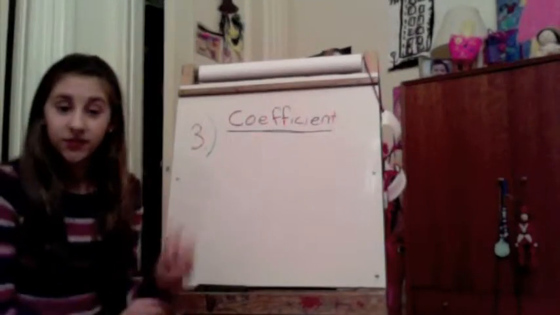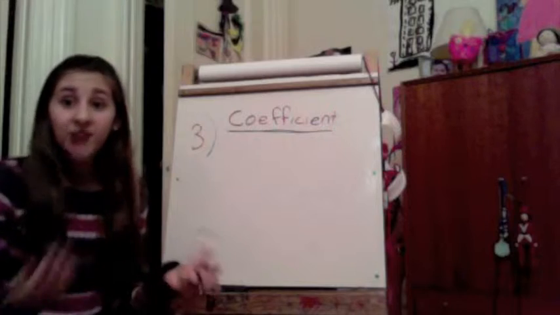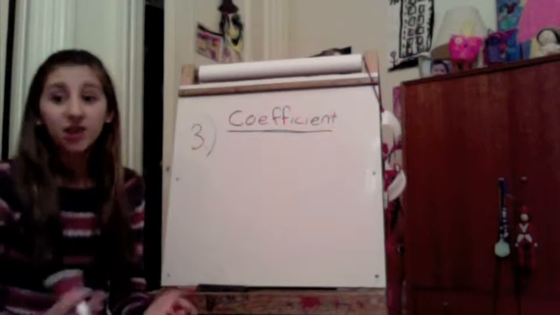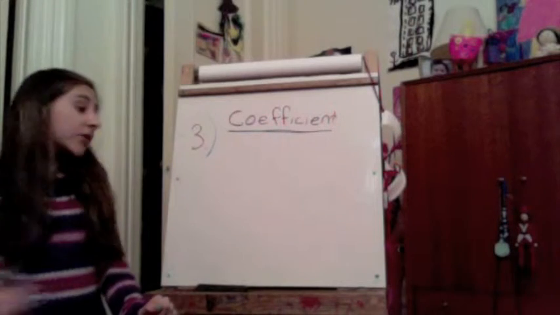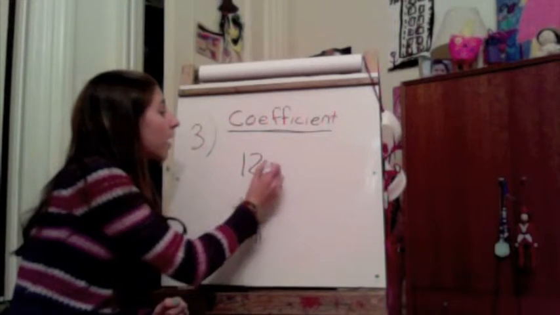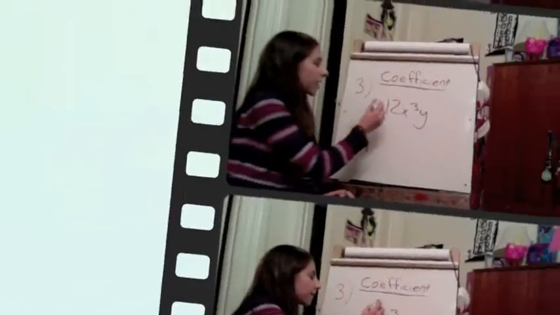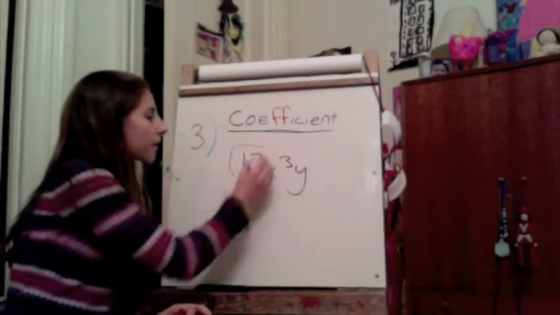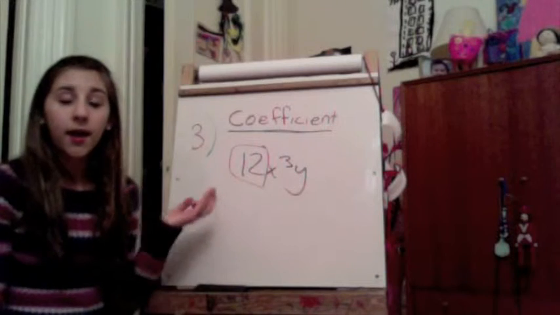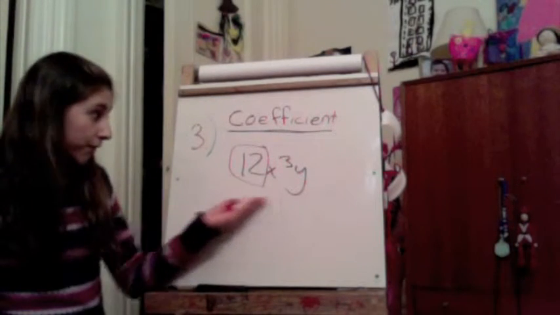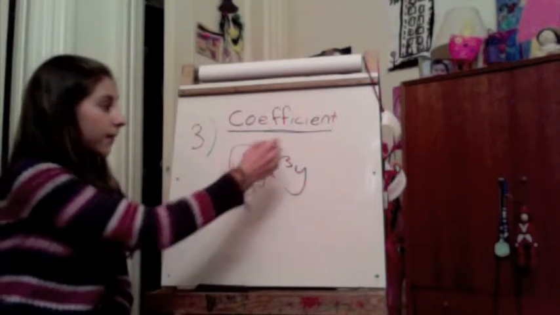A coefficient is a number multiplied times a product of variables or powers of a variable in a term. An example of this could be 12x cubed y. As you can see, a number multiplied times a product of variables, or a power.